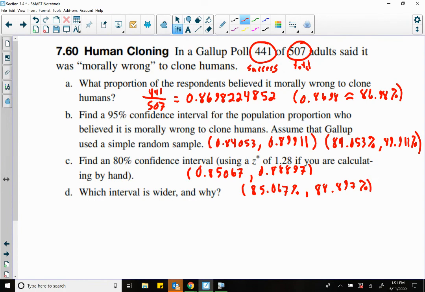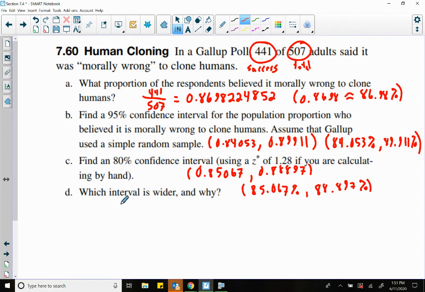Okay, so now question D, which one is wider? The wider one is actually the 95%. Why is it wider? Because the higher your confidence level, the wider the interval. The lower your confidence level, the narrower the interval.